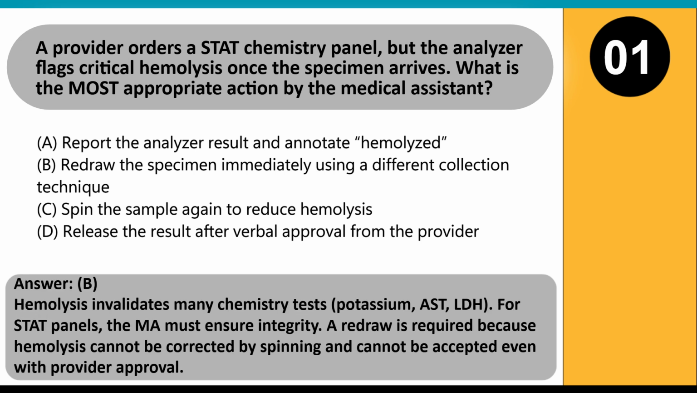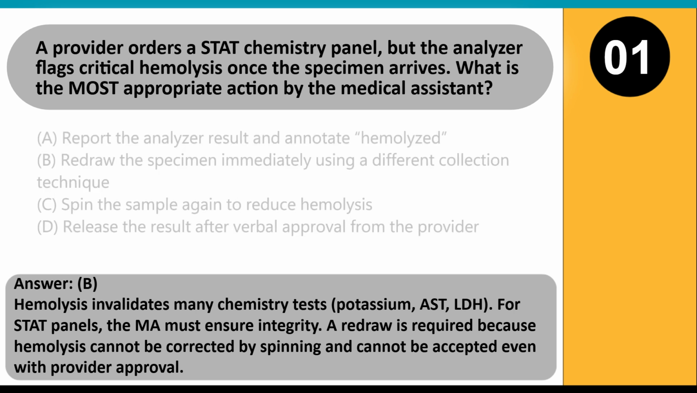Answer: B. Hemolysis invalidates many chemistry tests, potassium, AST, LDH. For stat panels, the MA must ensure integrity. A redraw is required because hemolysis cannot be corrected by spinning and cannot be accepted even with provider approval.